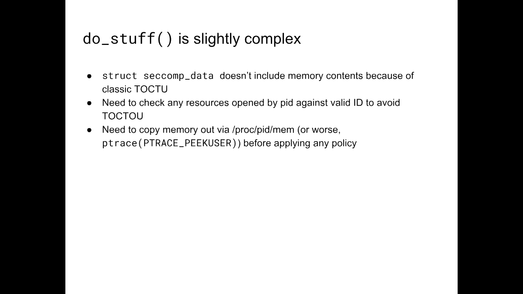But we can work around that with this new world here. What we do is we use this ID, and we open a resource, say like /proc/pid/mem, so we can map the task's memory, and then check to make sure that we're still using the same system call request.